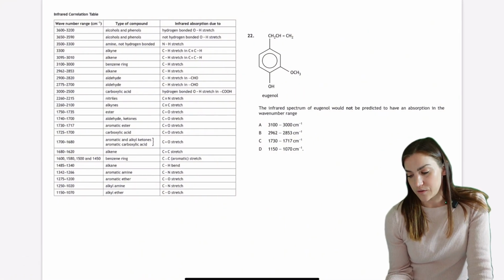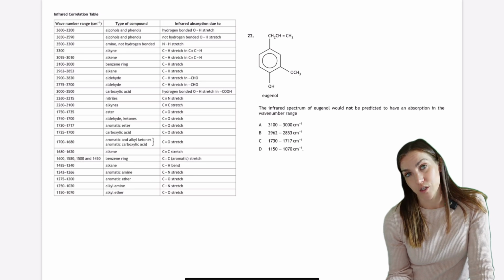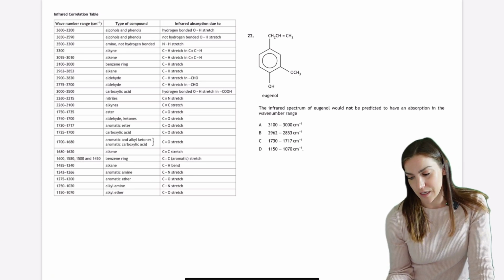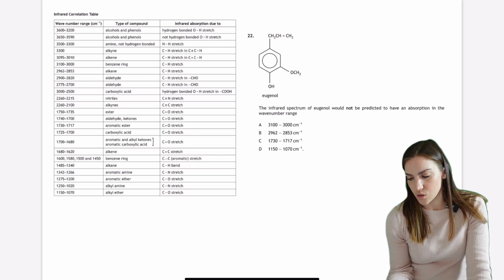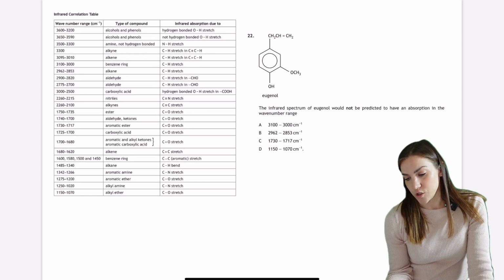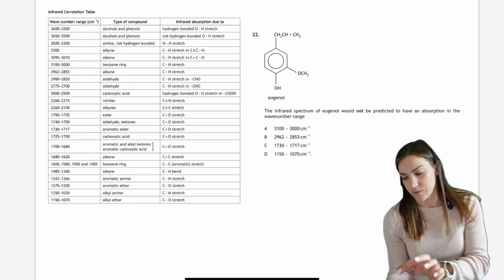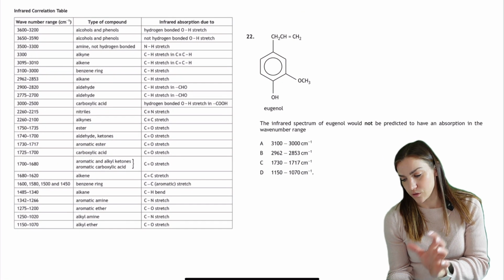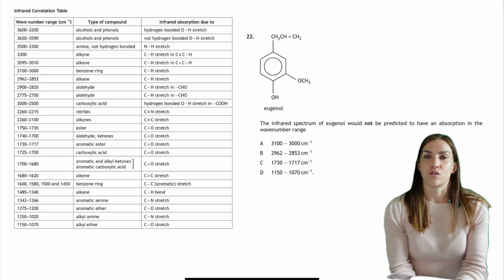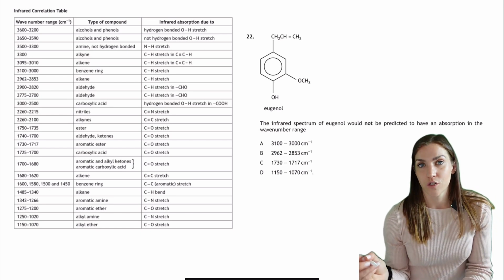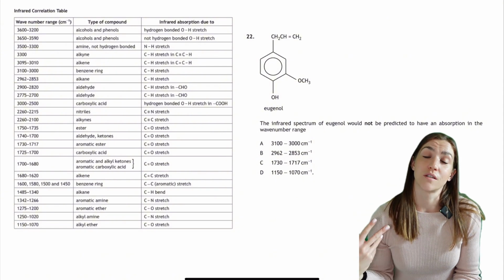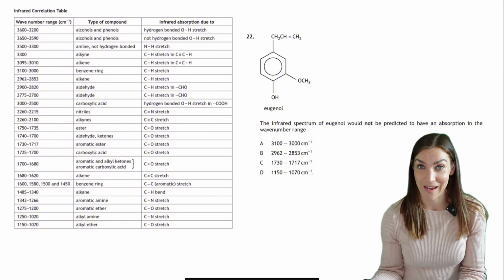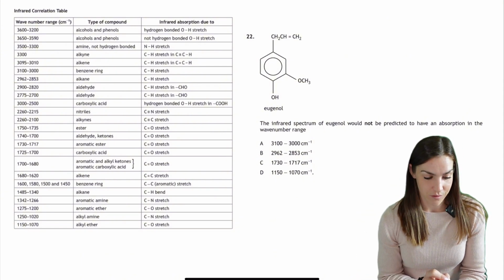Just to finish off, it's one of these multiple choice questions from one of the past exams. I think it's from the 2018 Advanced Higher paper. So you're given this molecule here and asked what absorption you wouldn't expect to get from an infrared spectrum of this molecule. So again, what we want to do is look at what functional groups we've got, so we can then see what absorption we're expecting.